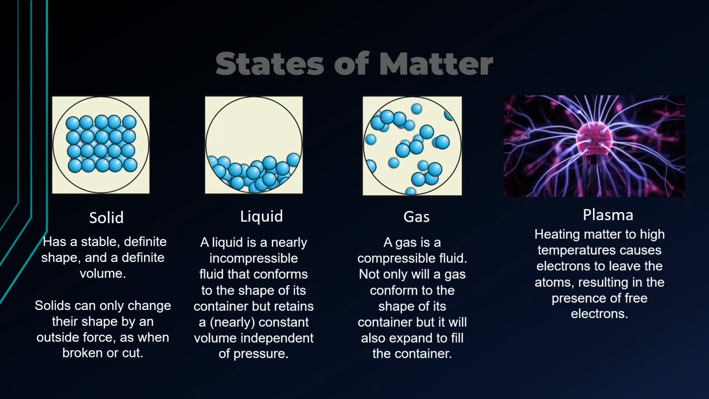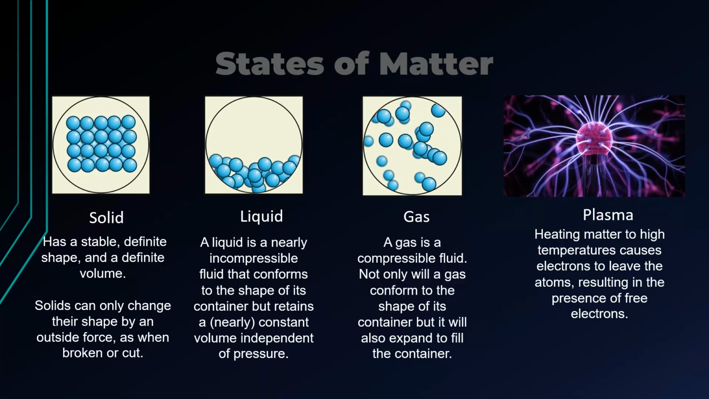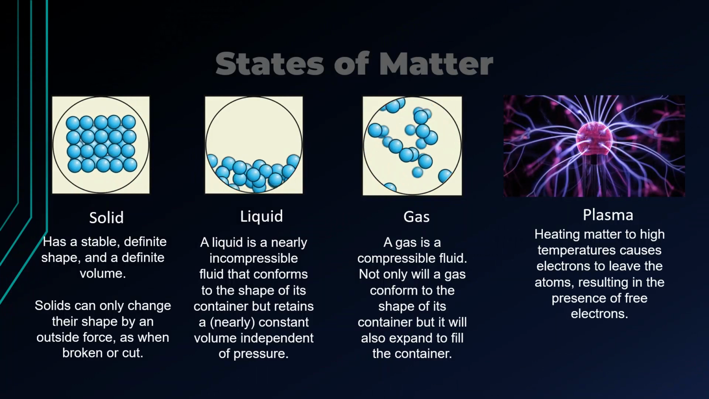So different states of matter, right? And these are more like definitions of different states of matter. I assume most people know solids, liquids, and gases, but a solid has a stable, definite shape and has a definite volume. So solids can only change their shape when an outside force is applied or when it has been broken or cut.